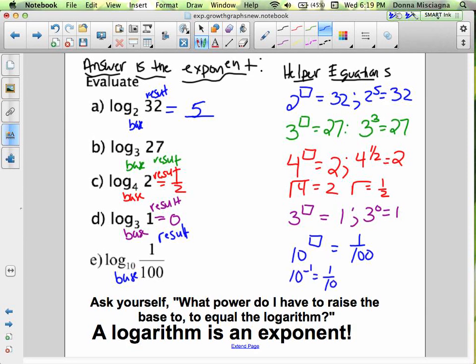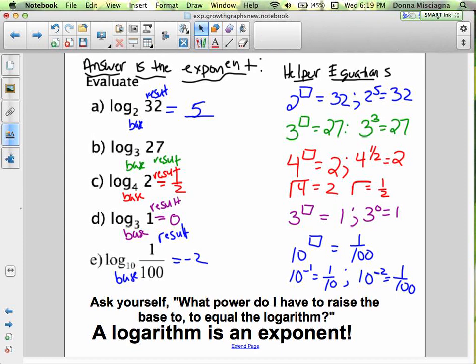That's not big enough. I don't want 1/10. I don't want 10 in the denominator. I want 10 squared in the denominator. Oh, so that must mean it's 10 to the negative 2. That's equal to 1 over 100, and that means our answer is -2.